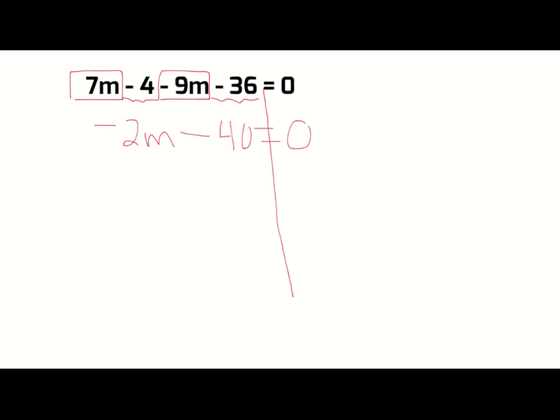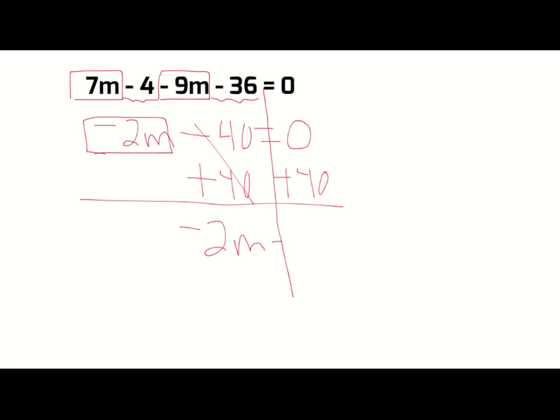This is a two-step equation at this point, so we're planning to get the m by itself, but first I have to get rid of the minus 40. So I'm going to add 40 to both sides. On the left, that's going to leave me with -2m. And on the right, 0 plus 40 is 40.